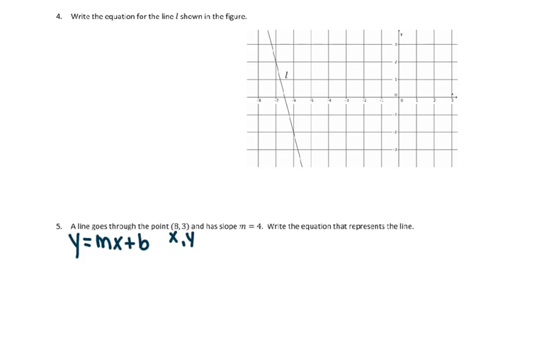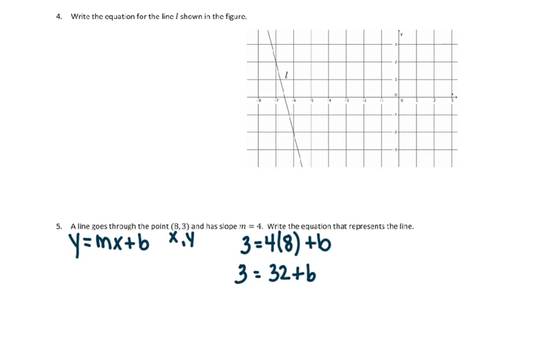So I'm going to plug that y value in for the y value in my equation. So I'm going to say 3 equals, and my slope is 4, so my slope would be 4x. But since I have an x value, I'm going to plug that x value in for x, plus b. And I'm going to solve this equation for b. So 4 times 8 is 32. So I have an equation that says 3 = 32 + b.